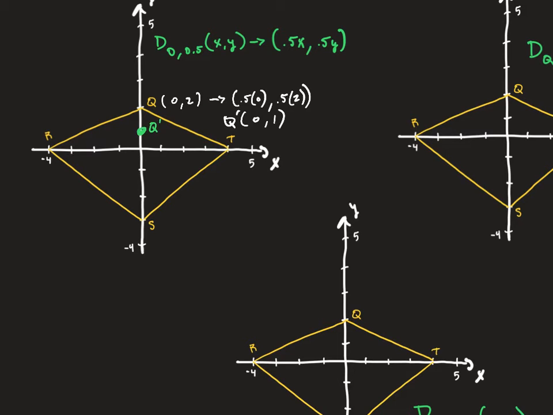Q prime, R prime, S prime, and T prime. So my new dilated image is going to be right here. It is dilated at a scale factor of 0.5, and there is my new image about the origin.